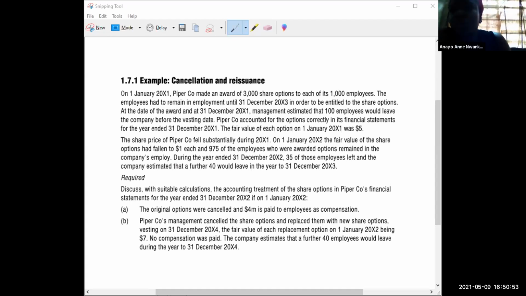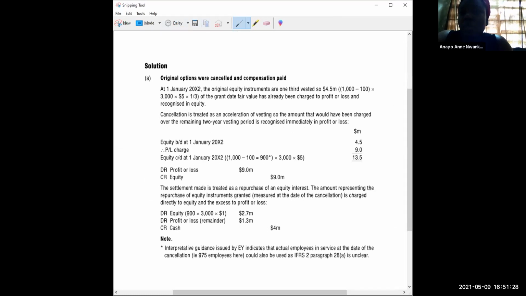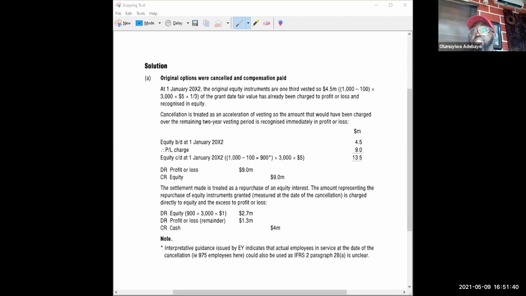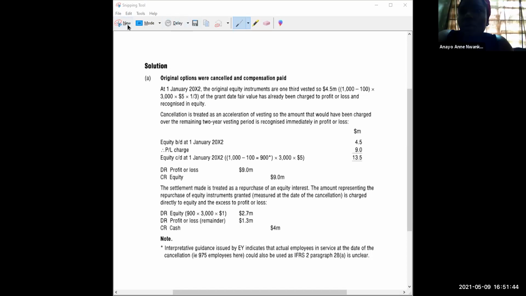From the question, I can see that Piper Co awarded 3,000 share options to 1,000 employees upon the vesting condition that they will remain in employment for 3 years. I deduced that from 20x1 to 20x3, which is 3 years. Also, there was information that the share price reduced. I can't see the question again.